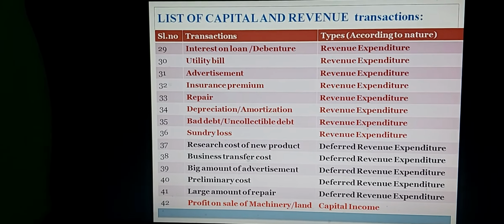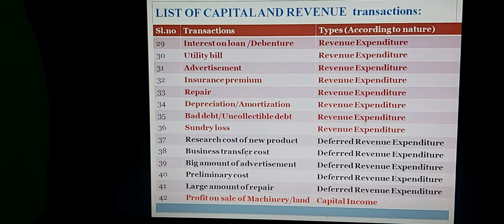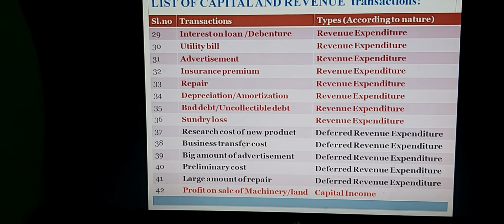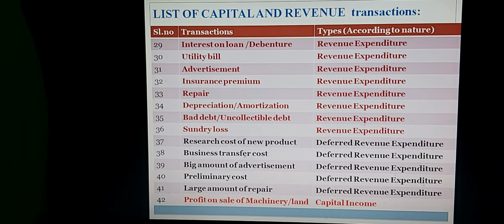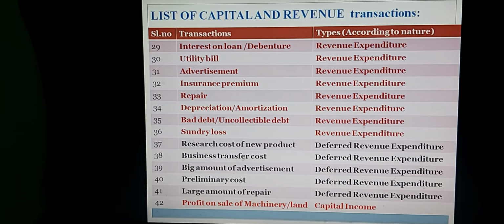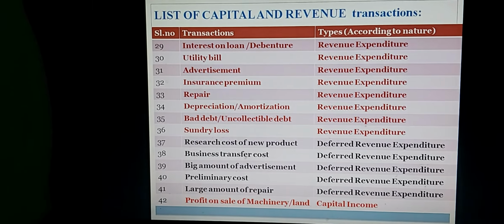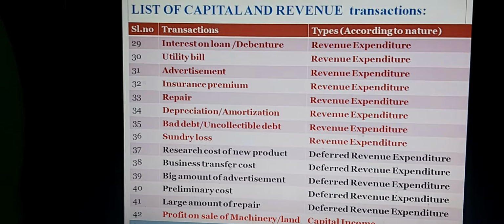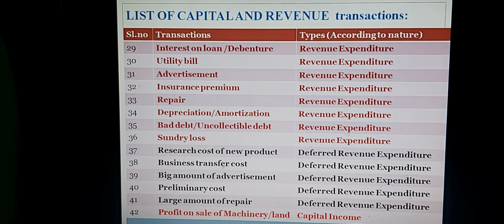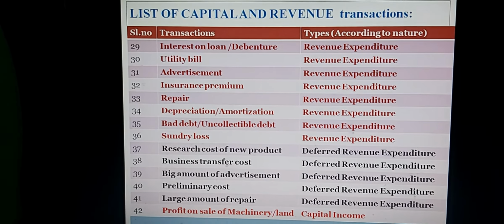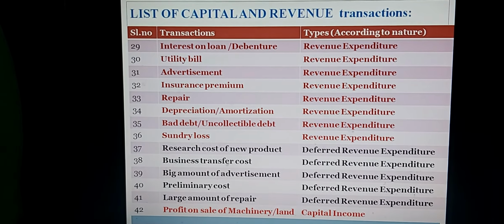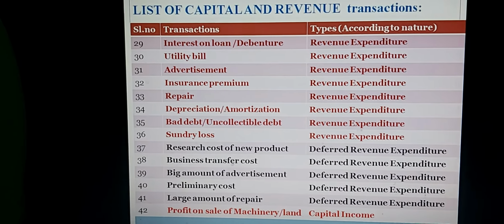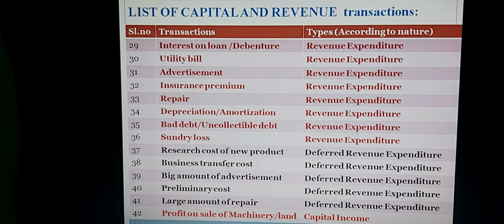Amortization is also one kind of expenditure, but do you know what amortization is? It's another name for written off. Amortization means the written down value of an intangible fixed asset. So you can say that depreciation is the written down value of a tangible fixed asset, and amortization is the written down value of an intangible fixed asset. It's one kind of revenue expenditure.